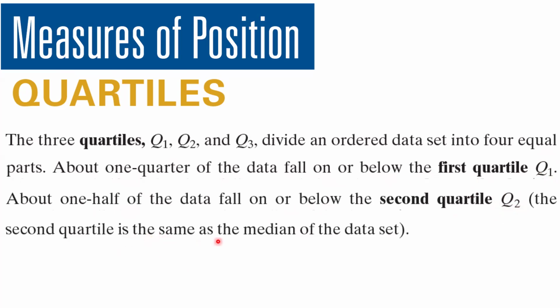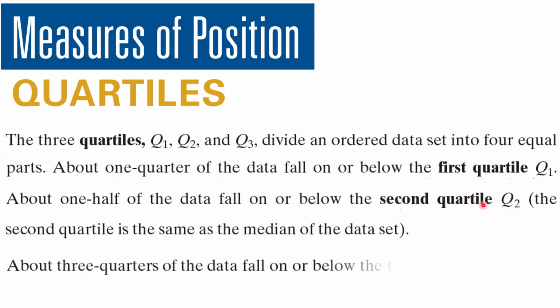Please note that the second quartile is also called the median. So when you're finding the median, you're basically finding the second quartile. And about 3/4 of the data fall on or below the third quartile, or Q sub 3. How do we measure these?